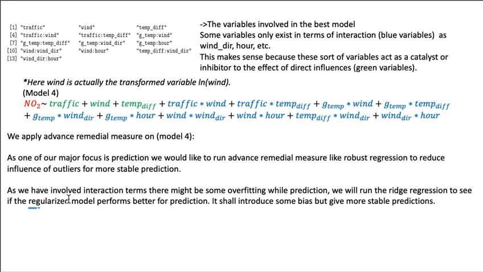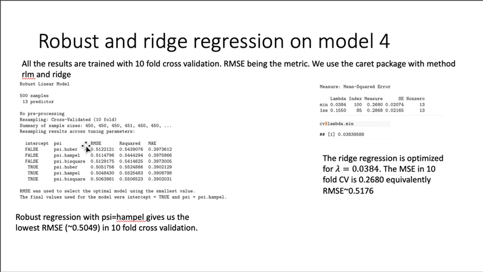And also, as we have included some interaction terms, some people might be bothered about collinearity issues. There might be some overfitting due to interactions in terms of prediction. So we can use regularization techniques such as ridge regression to introduce some bias but reduce the variance in predictions. So we'll compare these two advanced remedial measures applied on this final model 4. That's what we do in the next slide.